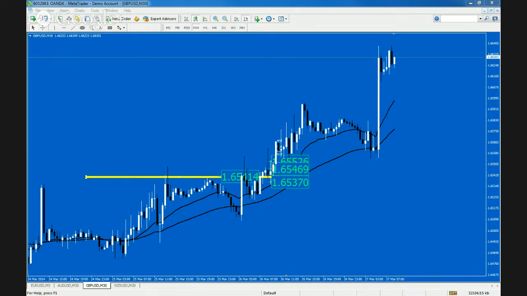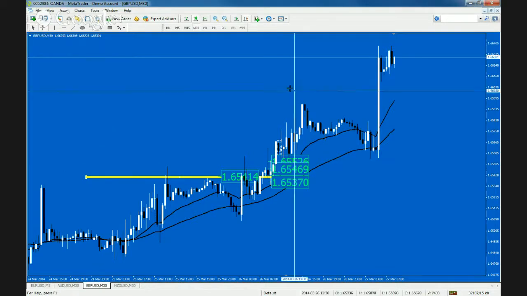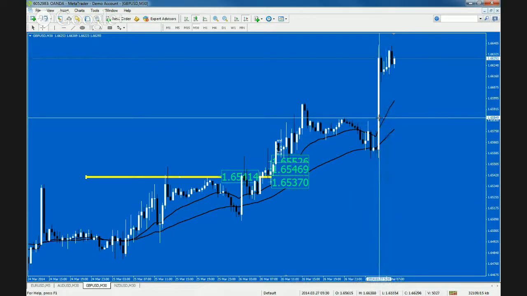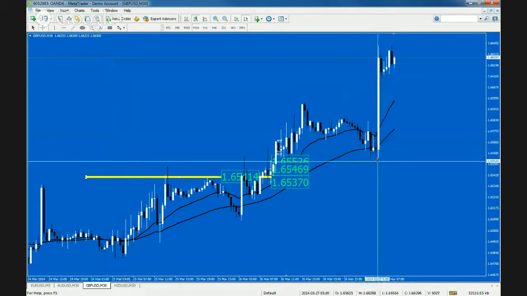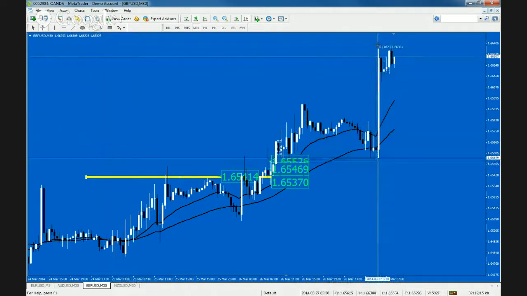This morning we had some data released out of the UK about 5:30, and there it is. It moved the market about 80 pips. So we're looking at the pound 30-minute chart.